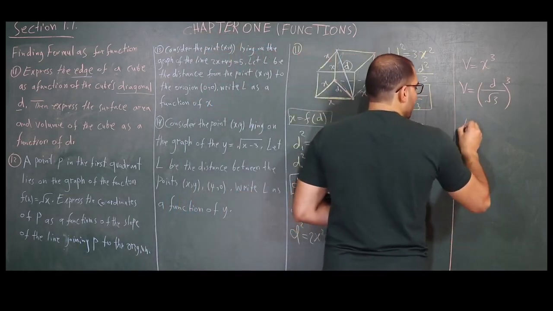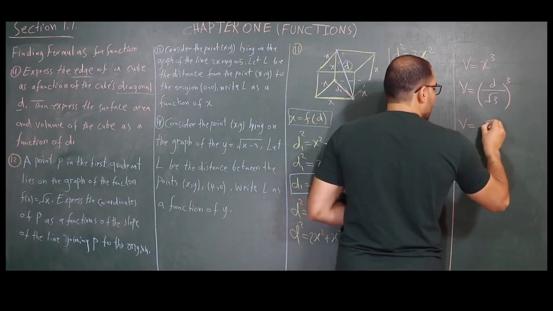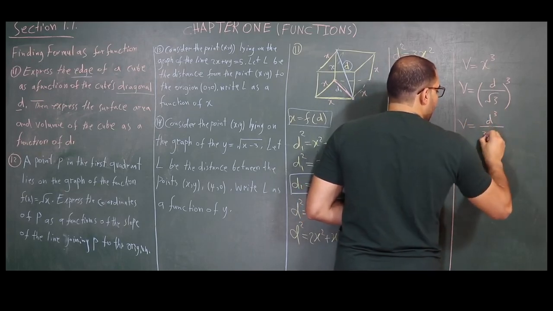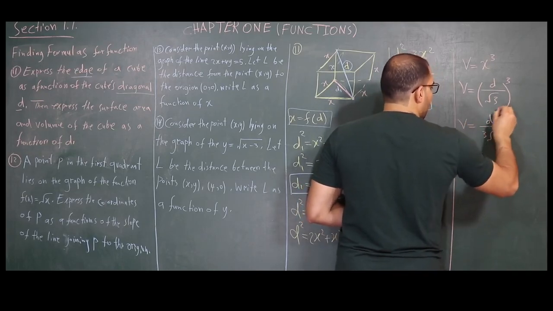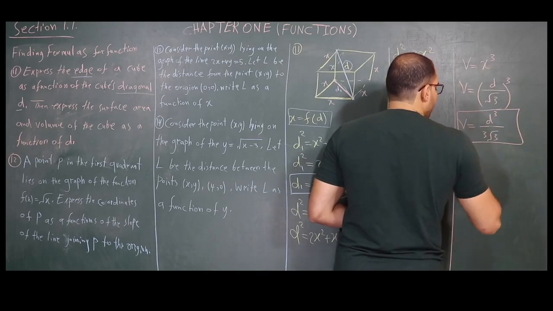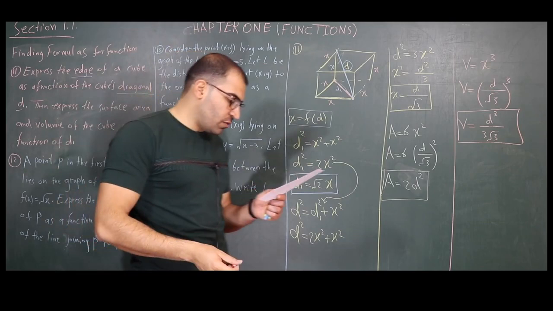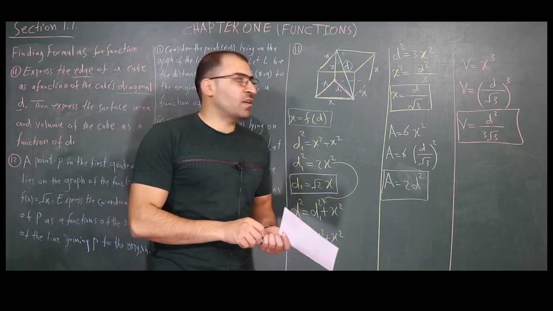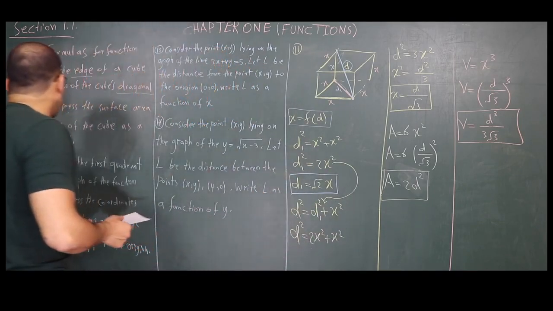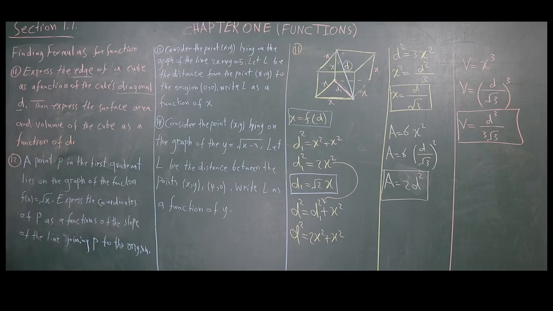So V will be d cubed over 3 root 3, and we expressed the volume as a function of the variable d, which is not actually a variable. It is just the length of the diagonal of the cube. We solved exercise number 11.